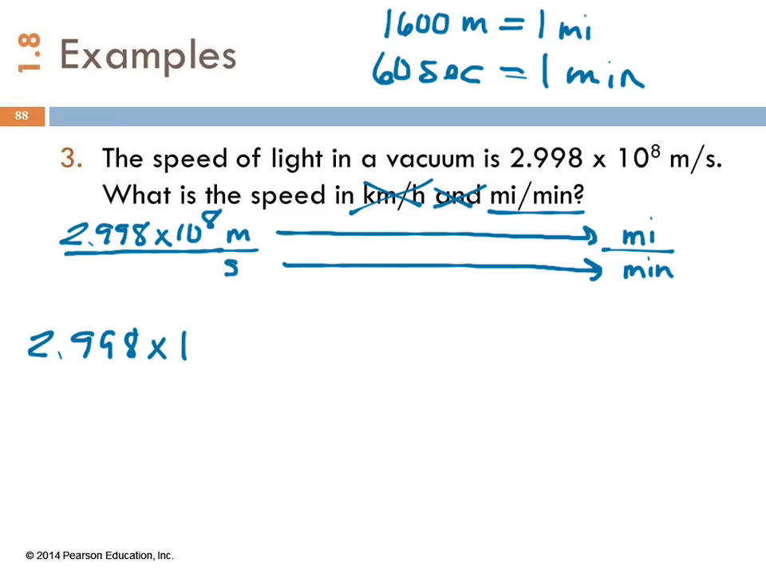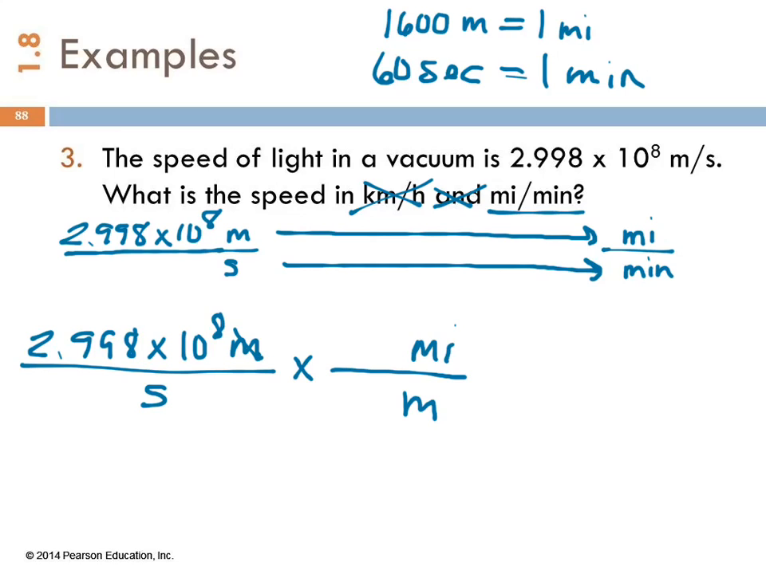2.998 times 10 to the 8th meters over seconds. So let's go to miles first. We multiply by miles, then we want to divide by meters, so the meters cancel out. And then we're going to have another factor here. So we already took care of the numerator. Now we're looking for the denominator. We want minutes in the denominator. So I want to write minutes down here.